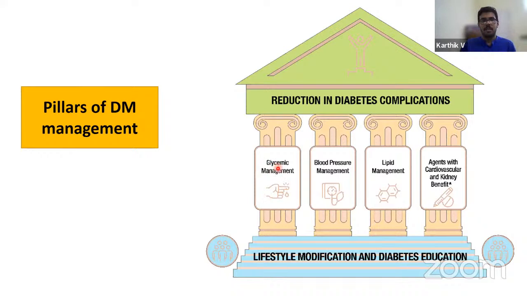Because the most common cause of death in diabetes, which is the macrovascular disease, the CVDs, the CVAs, is dependent more on the comorbidities of diabetes rather than the plasma glucose alone. So the blood pressure management, the lipid management, and the agents to improve the cardiovascular renal benefit become much more important along with the anti-hyperglycemic agents. So we'll have to have a close look at those aspects also.